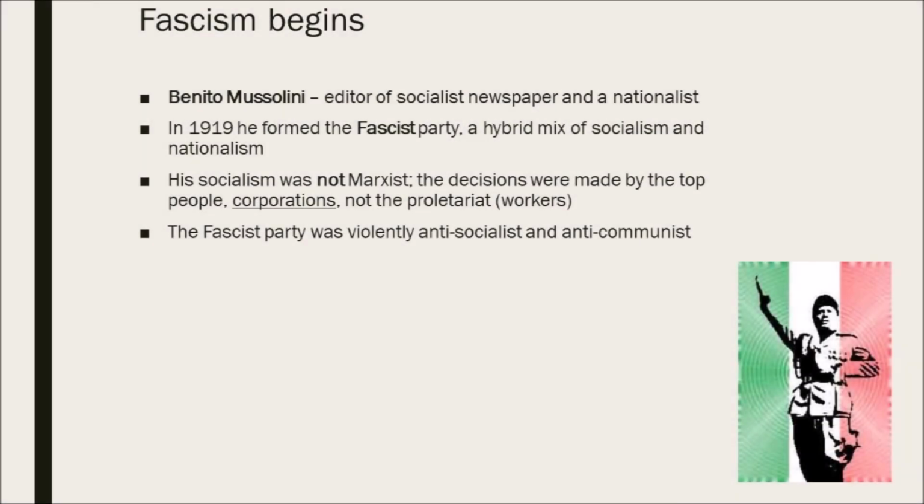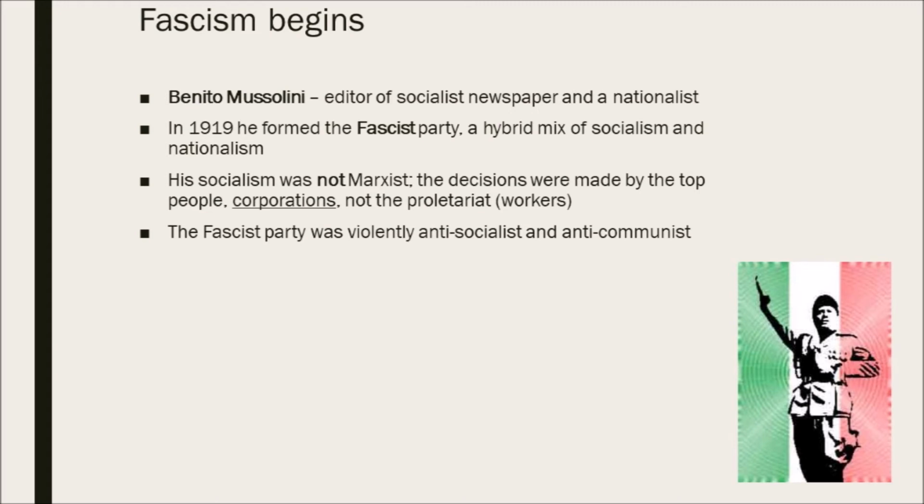So we have Benito Mussolini, who was sometimes called Il Duce, I-L, and capital D-U-C-E, if you're interested. But anyway, he was an editor of a socialist newspaper and a strong nationalist. Now remember, nationalism is a very extreme version of patriotism.